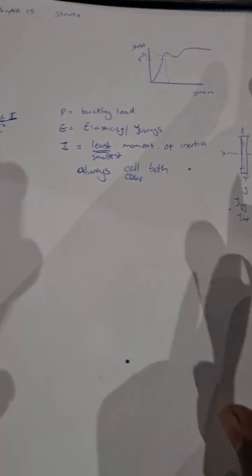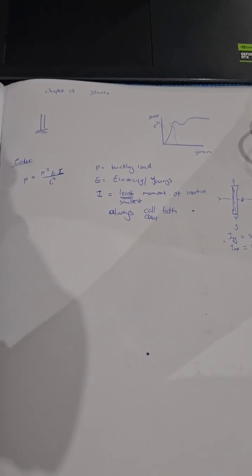Calculate them both. Always calculate them both. It's very, very important for you to calculate them both, so that you see which one is the smallest. You're going to use the smallest in the formula. Please, the least is the smallest. Is this difficult? It's not difficult.